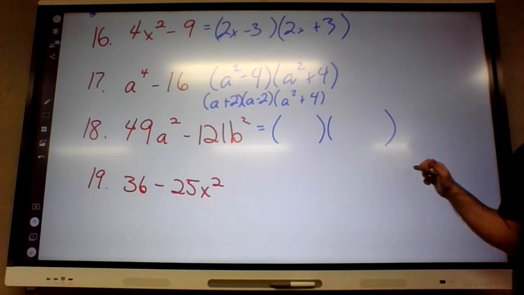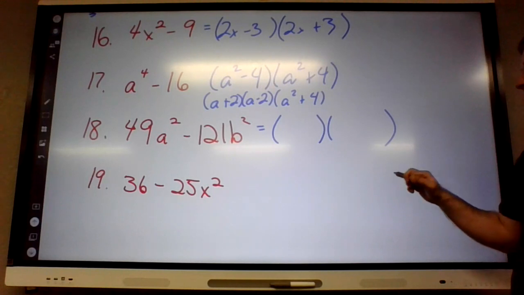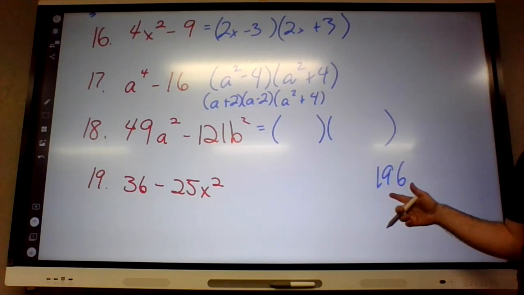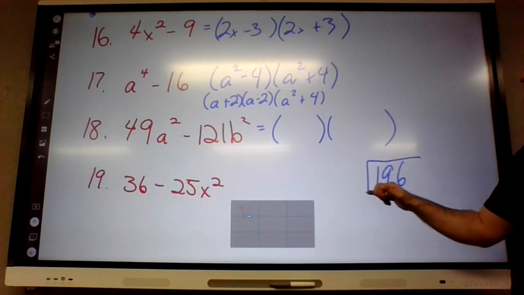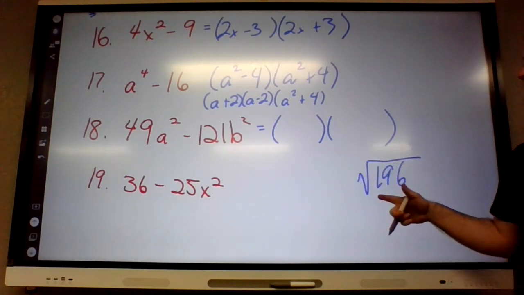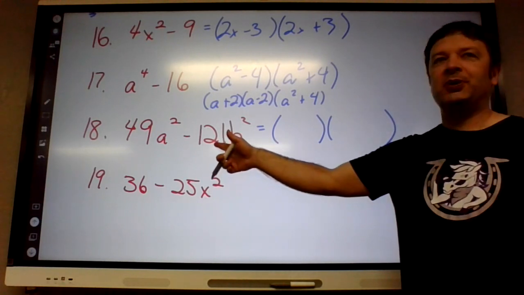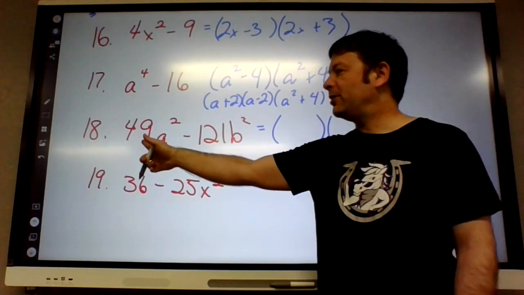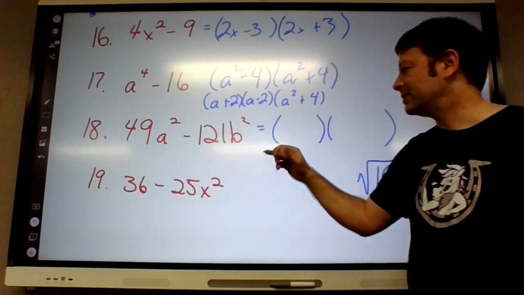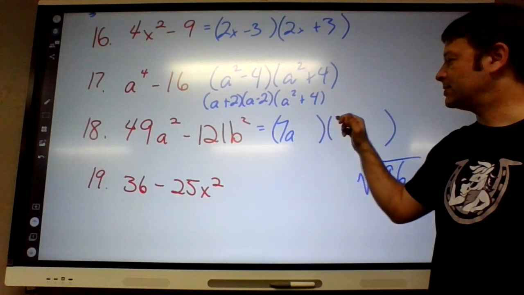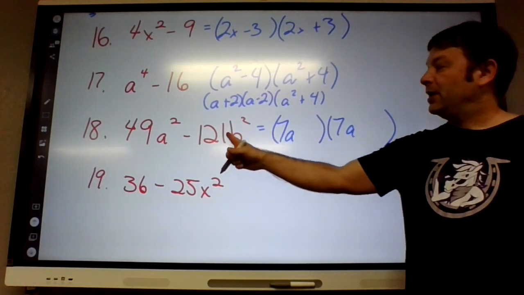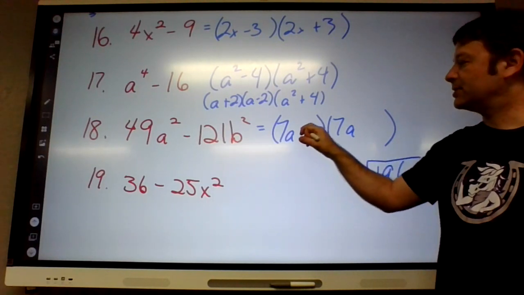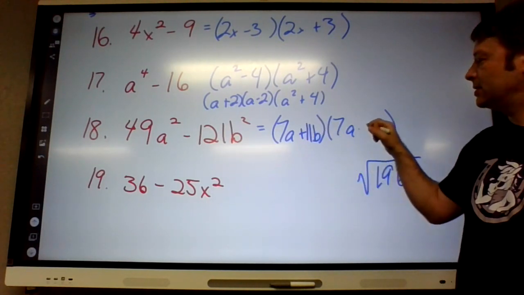Okay, do you guys know what you can plug in the calculator? Let's say it's a really big number and you didn't know it. How could you figure out what times itself equals that? Yeah, it's called the square root. We're doing a lot of this next chapter. Some of you might have forgotten, square root of 121 is 11, that was on yesterday's assignment. Square root of 49 is 7. So 7a and 7a, and for the back, square root of 121 is 11, so it's plus 11b, minus 11b.